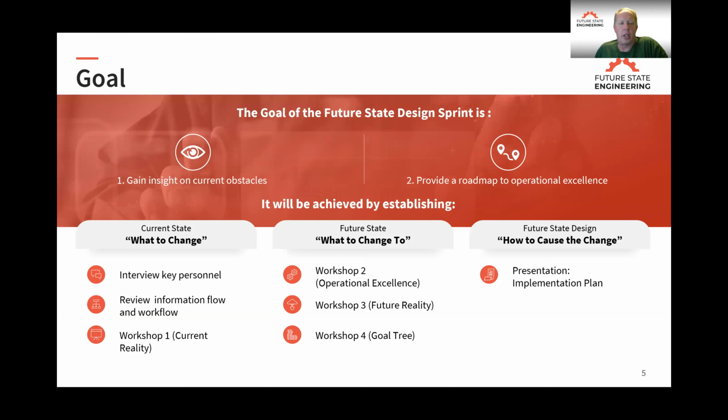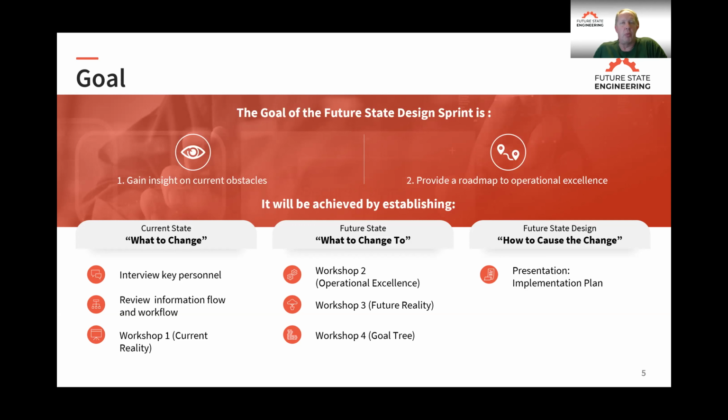In order to understand what to change in the organization, we need to understand what the current challenges are. So we do that by interviewing key personnel in the organization and understanding what their frustrations are and what's preventing them from being effective on a day-to-day basis. We do that to develop a root cause analysis of all the issues that the organization is dealing with. Then the second piece is to review the current workflow and information flow within the organization.